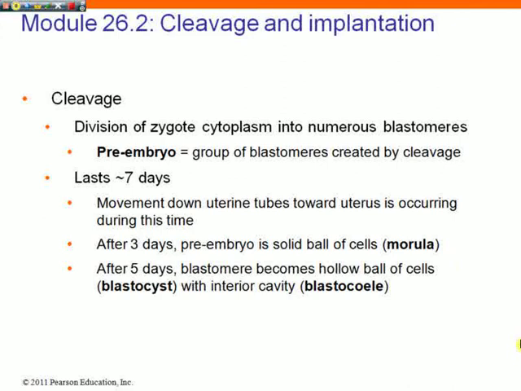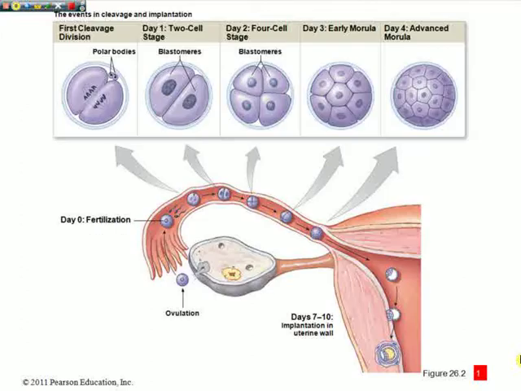During this time, it's moving down the uterine tubes toward the uterus, and after 3 days, the solid ball of cells is called a morula. After 5 days, that becomes a hollow ball of cells called a blastocyst. So it goes from one cell to a solid ball of cells, the morula, to a hollow ball of cells, the blastocyst.